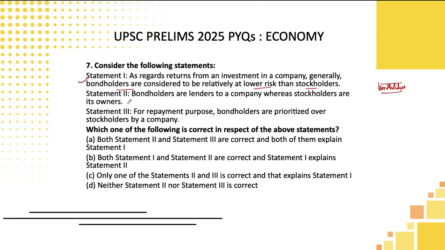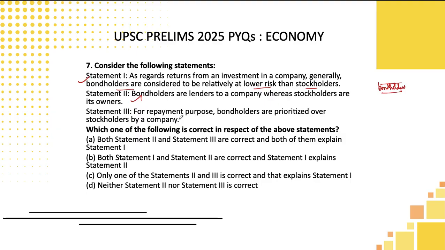Second statement, they are telling that bondholders are lenders to a company, but they will be given a particular agreement in which it will be written that whatever money they have invested, that will be paid off. So they will not face any loss. But stockholders, in case of business loss, are at risk only. So first statement is correct, second is correct.